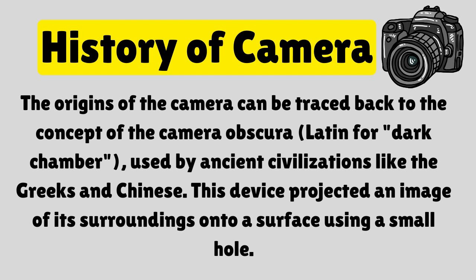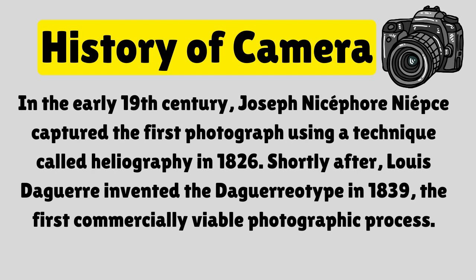The origins of the camera can be traced back to the concept of the camera obscura, Latin for dark chamber, used by ancient civilizations like the Greeks and Chinese. This device projected an image of its surroundings onto a surface using a small hole. In the early 19th century, Joseph Nicephore Niepce captured the first photograph using a technique called heliography in 1826. Shortly after, Louis Daguerre invented the daguerreotype in 1839, the first commercially viable photographic process.